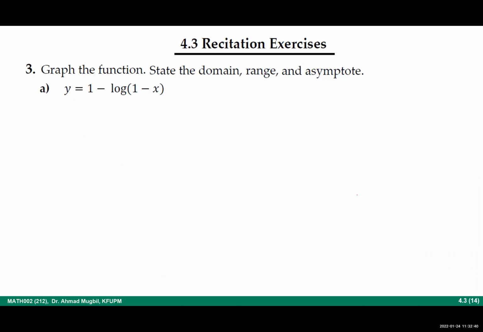Okay. I believe that you can sketch the graph of this function. What is the base here? The base is 10. It is not mentioned, so it is 10. Please try to sketch the graph of this function. During that, I will take the attendance and pause the recording.